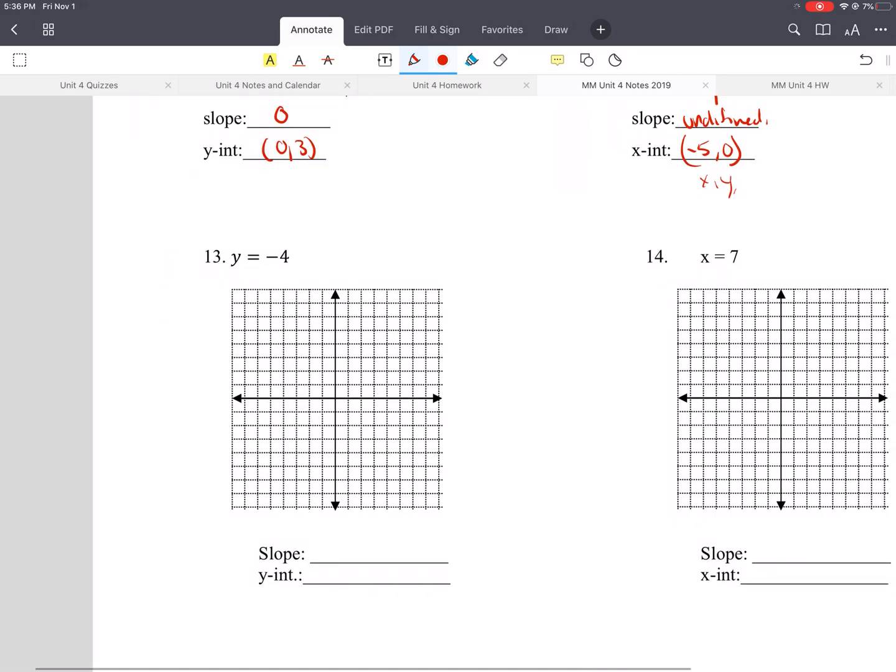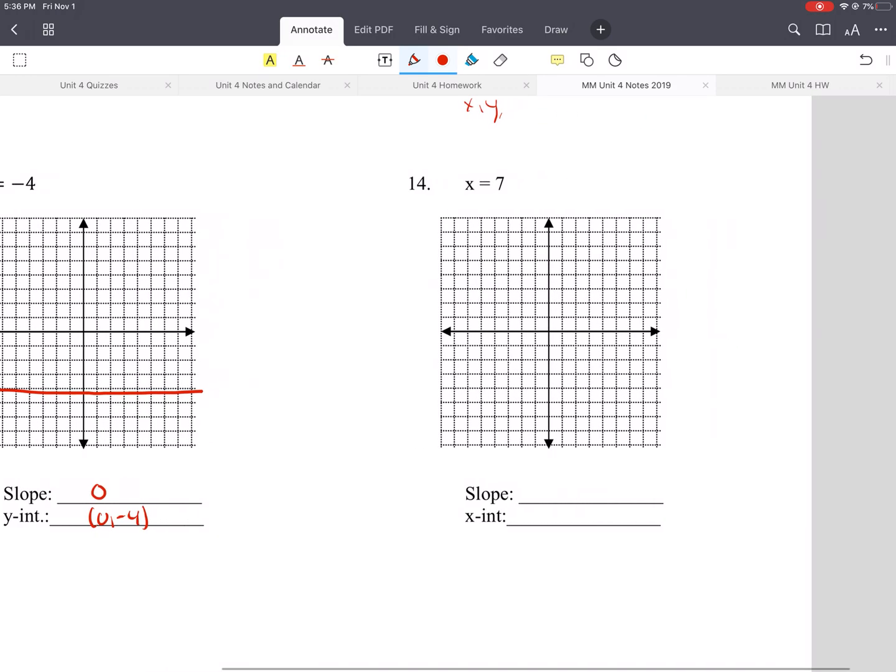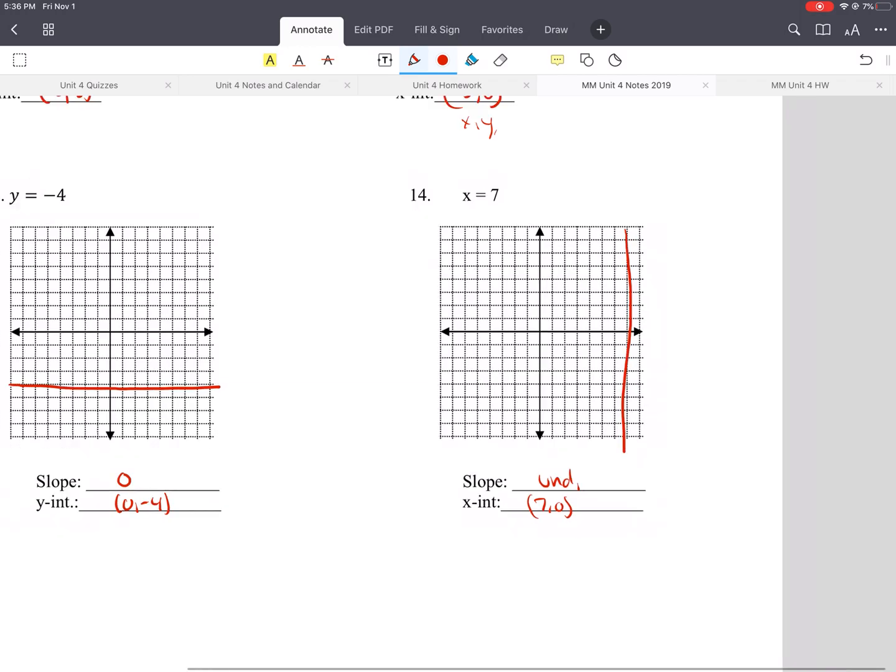All right, so pause and see if you can do these ones. Slope of 0, y-intercept 0, -4. So something like this. And then slope here would be undefined and has an x-intercept of 7, 0. Should be something like this. Okay, sorry, my lines aren't very good.